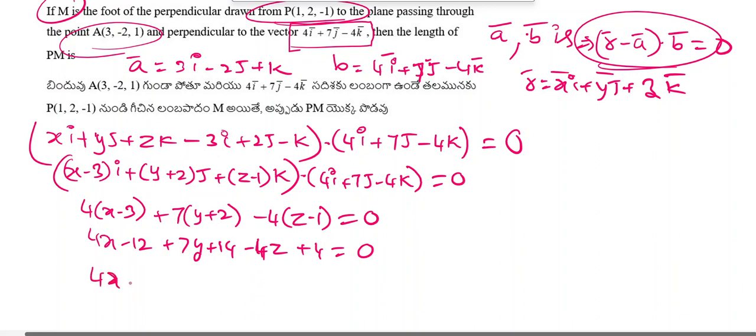This is 4x plus 7y minus 4z, minus 12 plus 14, that is 2, plus 4. This is 6 is equal to 0.